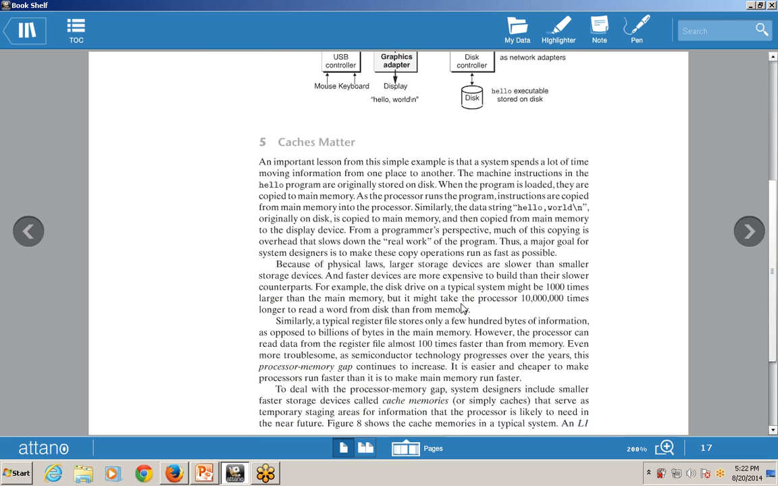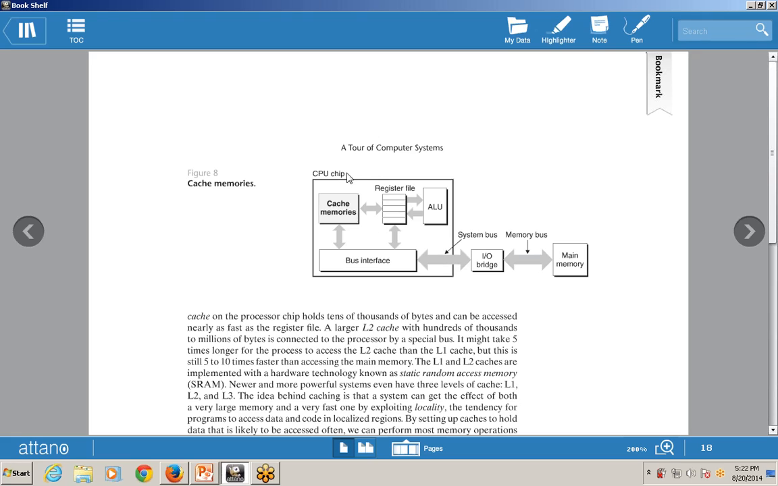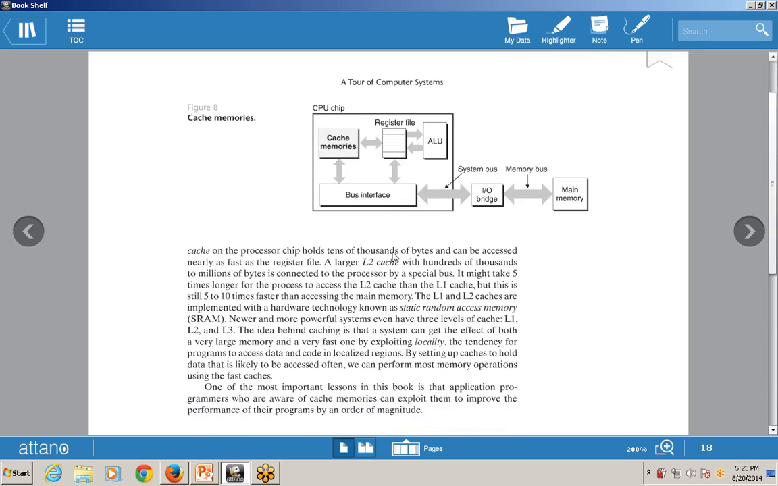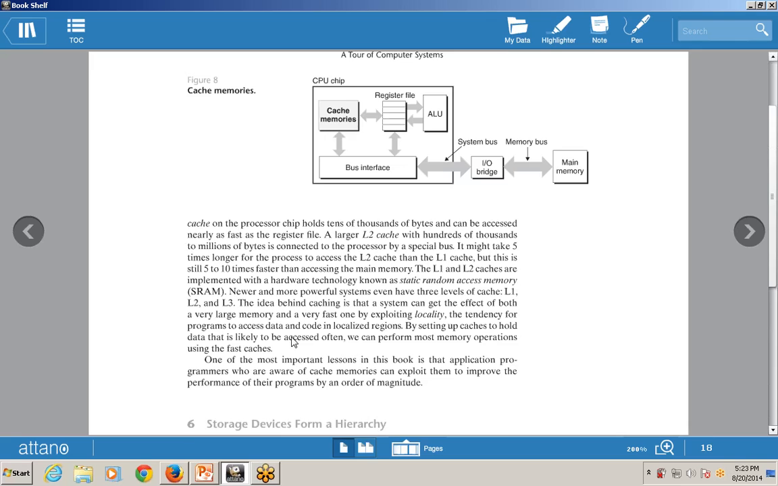Then we have seen what cache memory is, what the meaning of cache memory is, and how cache memory works. This is a cache memory that lies between main memory and the CPU. There are different kinds of cache memory like L1, L2, L3.